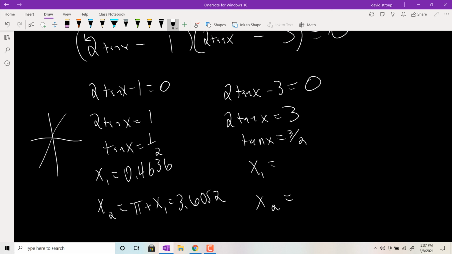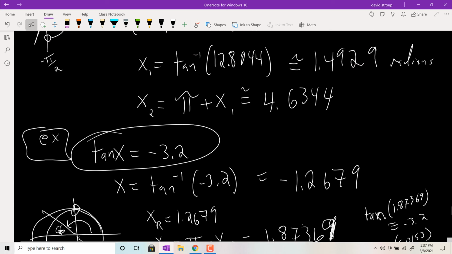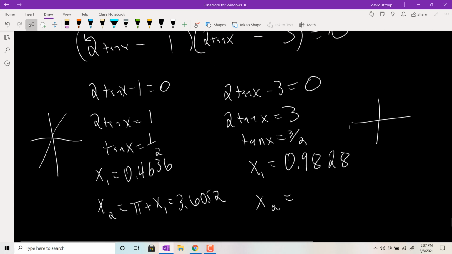Okay, and then on the other one, tan inverse of 3/2 is 0.9828. And again, we don't have to worry about this weird example, this weird issue. This one's in the first quadrant, and so the other answer will just be pi plus that, which is 4.1244.